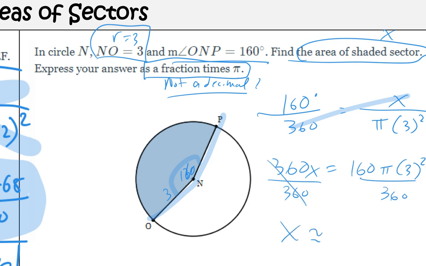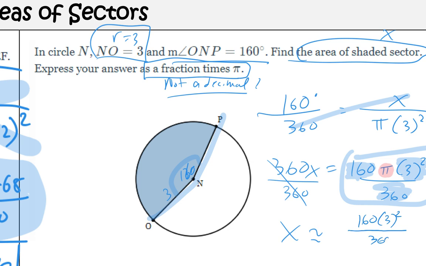So x is approximately, right? These are just values, but the critical thing is we want to keep it in terms of pi. So let's type in everything else. We're going to type in 160, and then 3 squared, and then 360. And then we're going to keep the pi.